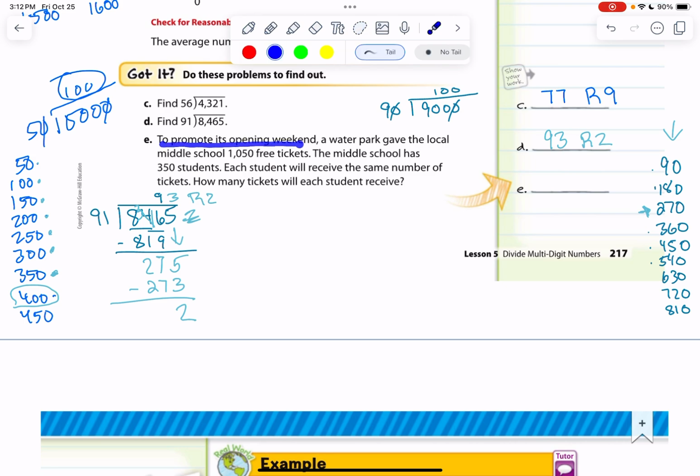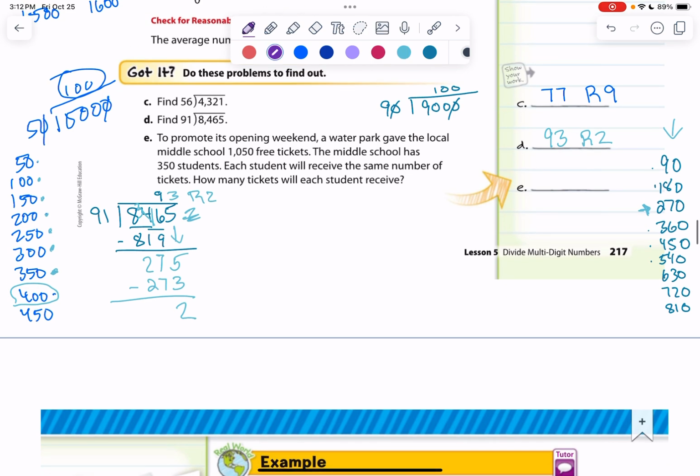To promote its opening weekend, a water park gave the local middle school 1,050 free tickets. Ooh, I want to live there. The middle school has 350 students. Each student will receive the same number of tickets. How many tickets will each student receive? Okay, so the problem that we're working through, let's write that the other way actually, is 1,050 divided by 350 students.